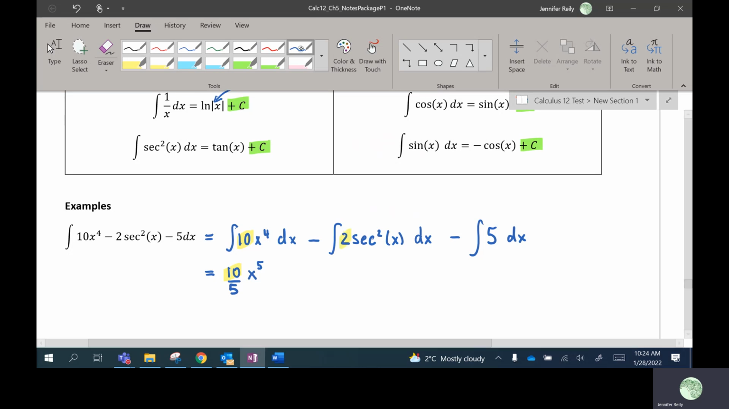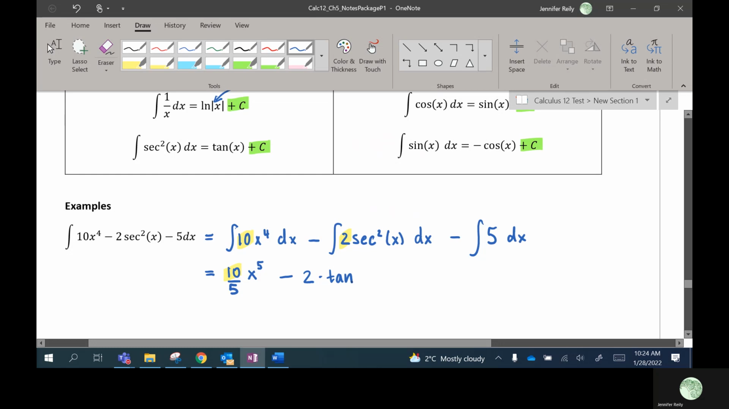Same with this 2. Then the next one would be 2 times, so the antiderivative of secant squared would be tan x. That's because the derivative of tan x is secant squared x. That's one you'll just have to memorize. And then the antiderivative of 5 is 5x. That's because if I take the derivative of 5x, it'll be 5. And then I need my plus c.